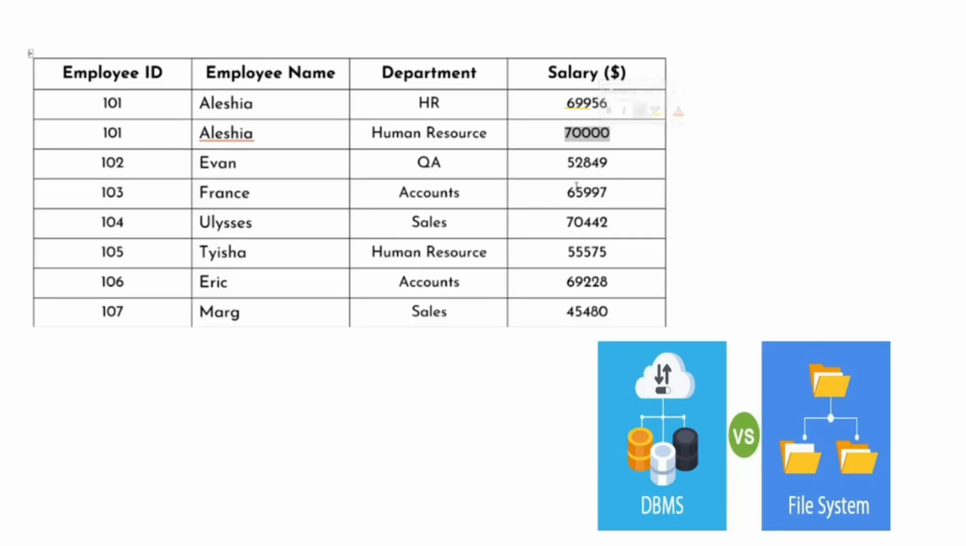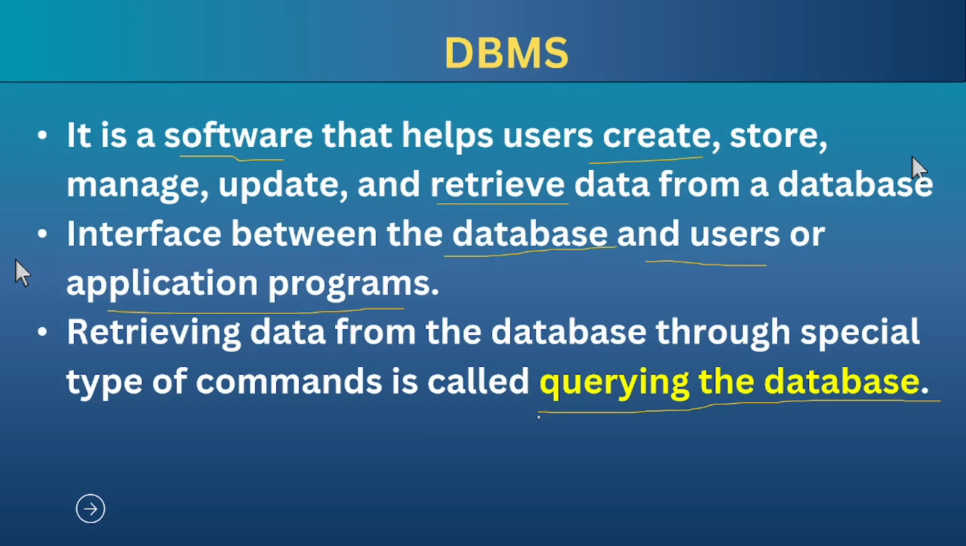So this is a view of the DBMS and file system. In a file system, everything becomes separate folders, so they are not related. But in the DBMS, if you see, everything becomes interrelated. SQL is a very good example of a database management system.